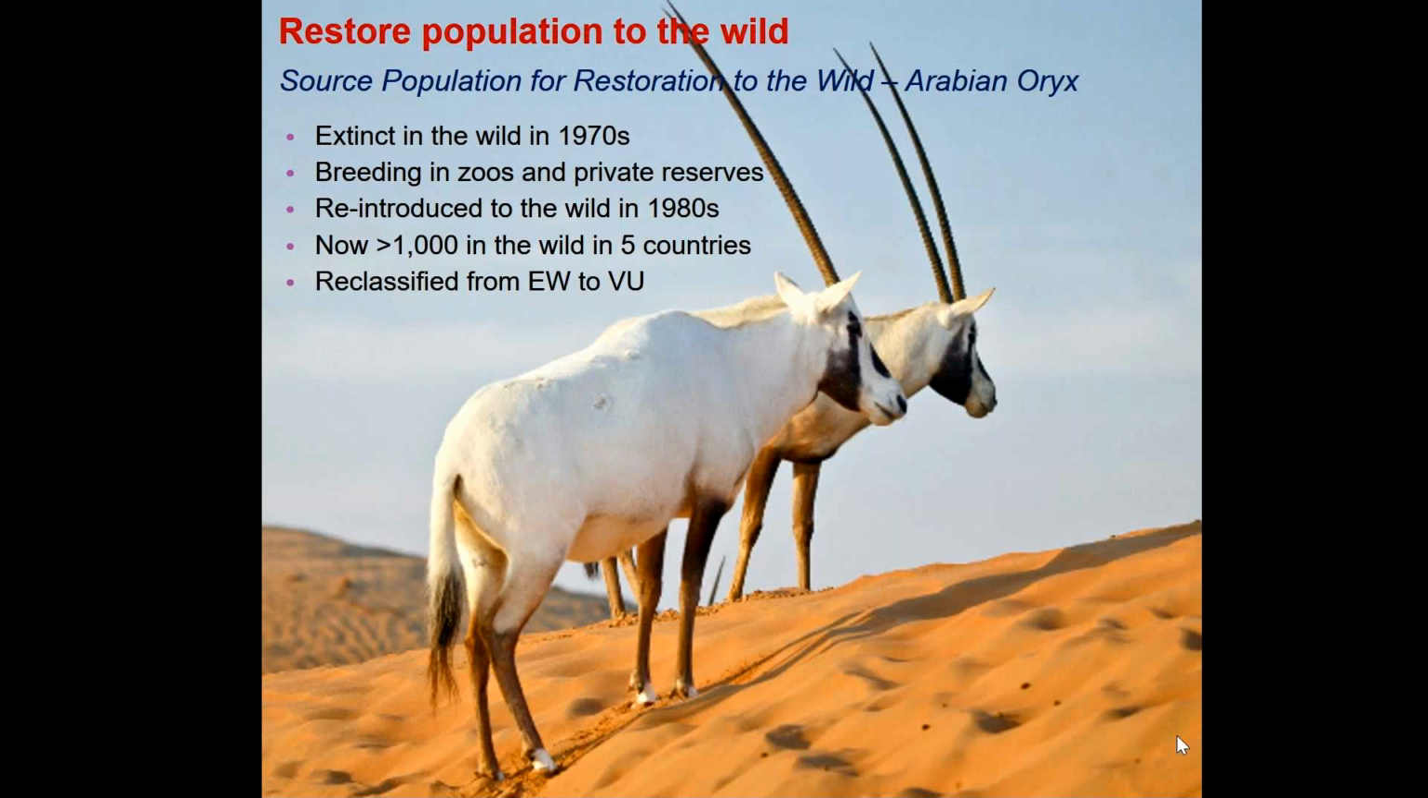The ultimate poster child for this perhaps is the Arabian oryx that did go extinct in the wild, was spread extensively in zoos and private reserves, and reintroduced back to the wild. It's now jumped 3 categories on the IUCN Red List and has really, due to captive breeding and release, been able to reestablish that species in the wild.